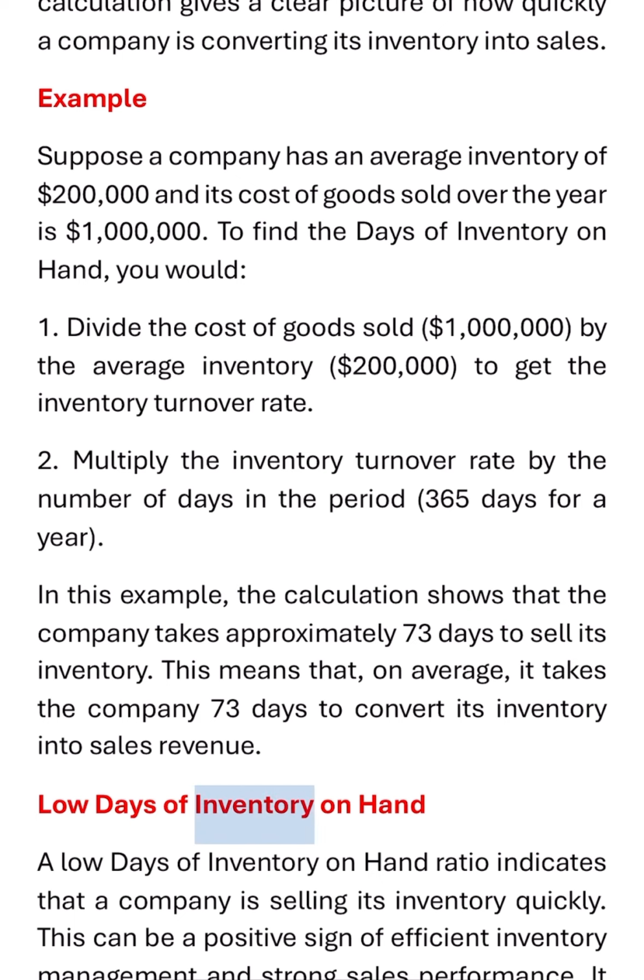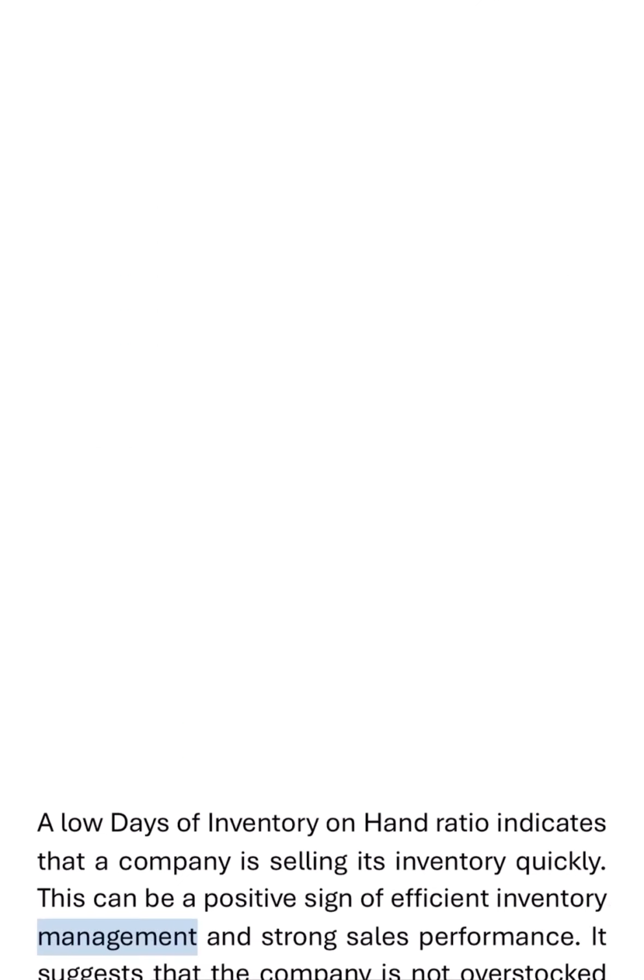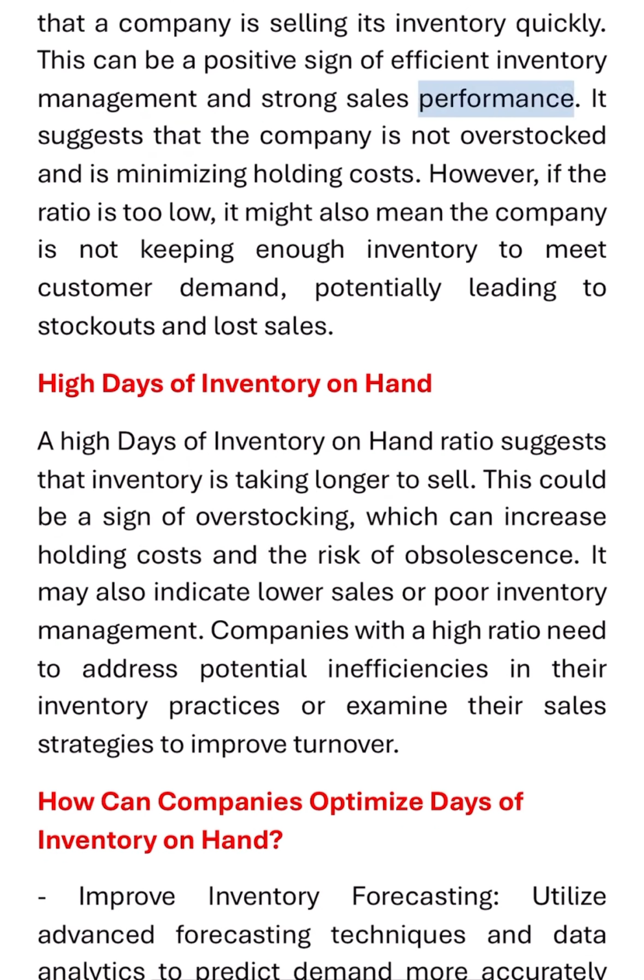Low days of inventory on hand. A low days of inventory on hand ratio indicates that a company is selling its inventory quickly. This can be a positive sign of efficient inventory management and strong sales performance. It suggests that the company is not overstocked and is minimizing holding costs. However, if the ratio is too low, it might also mean the company is not keeping enough inventory to meet customer demand, potentially leading to stockouts and lost sales.